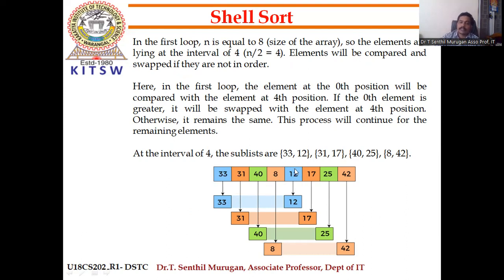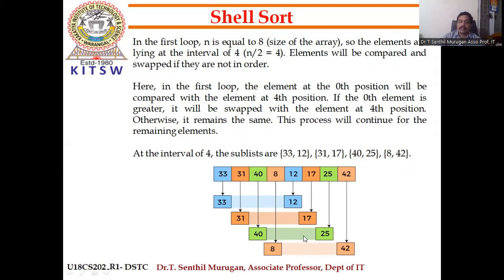If 33 is less than 12, there is no need to swap. If it is greater than that, we can swap it. So 33 is greater than 12, so we swap these values. 12 comes to the first place, and 33 goes to the fifth place. Then for the second place we take 31, and for the sixth place, when we compare, 17 is the lesser value, so it will be swapped.